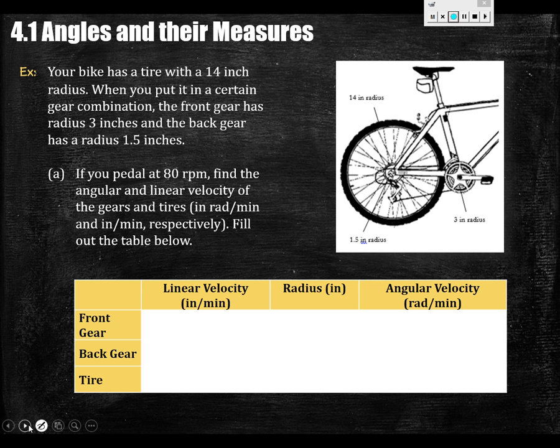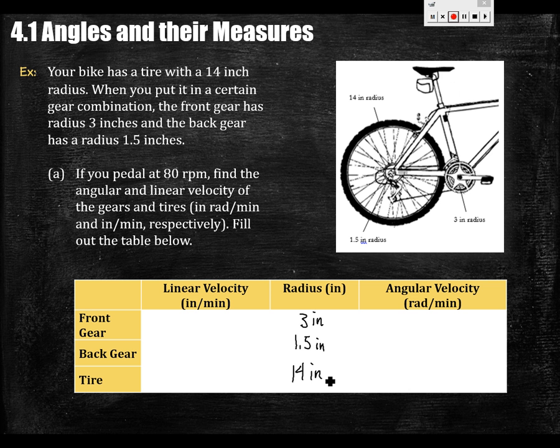All right, so before you do anything else, I always like to give you the hardest parts of the problem. I like to give away: front gear, radius is 3 inches. You're welcome. Back gear, 1.5 inches. You're welcome. And the tire is 14 inches. You're welcome.